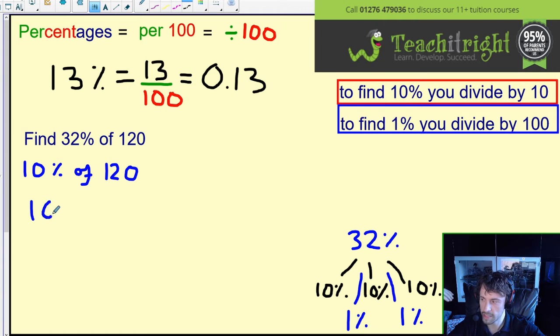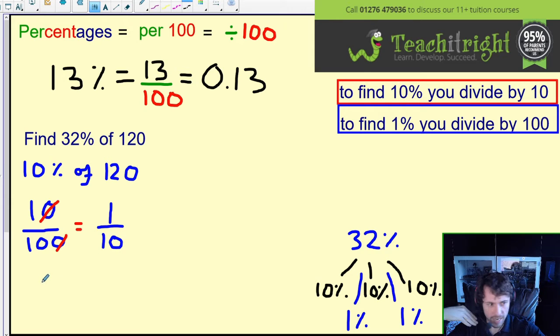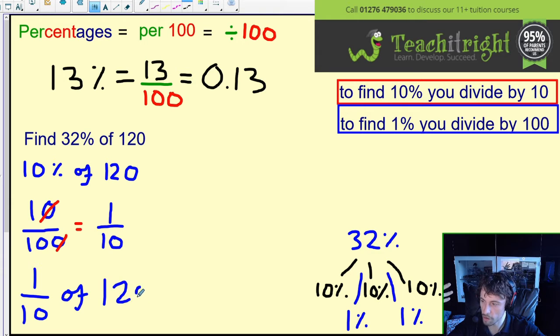So 10 divided by 100 is a fraction. Fractions can be simplified. So I could simplify this to be 1/10. I like that. So 10% is the same as 1/10. That makes sense to me. And I know how, because I'm quite good at my fractions, to work out a tenth of something. How would I do a tenth of 120? Well, the answer is you times by the top, which is 1, which doesn't change it, and you divide by the bottom. So to find a tenth of 120, I divide by 10, and that's nice and easy.